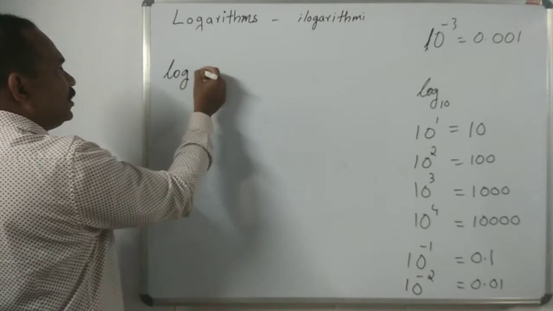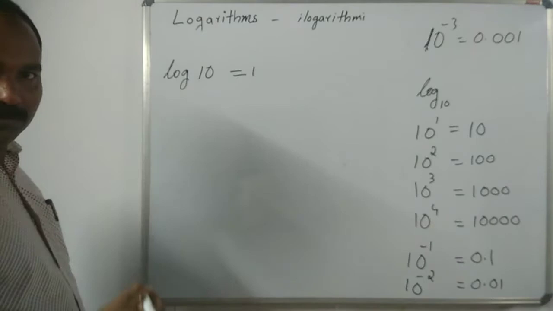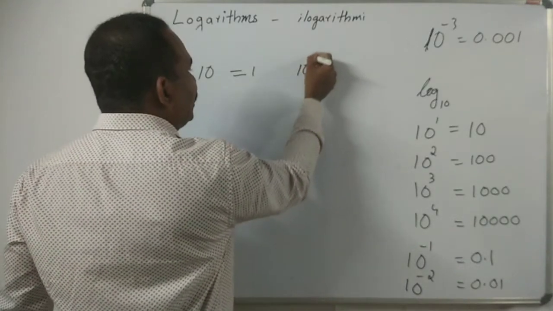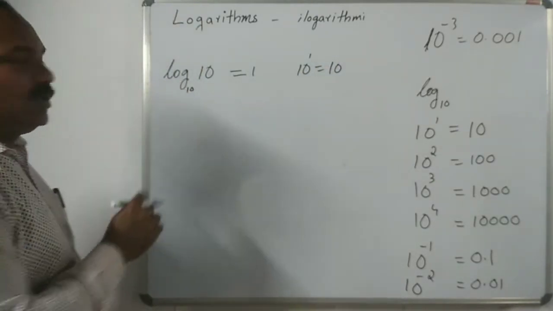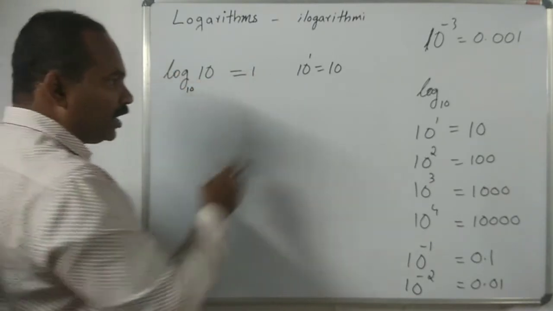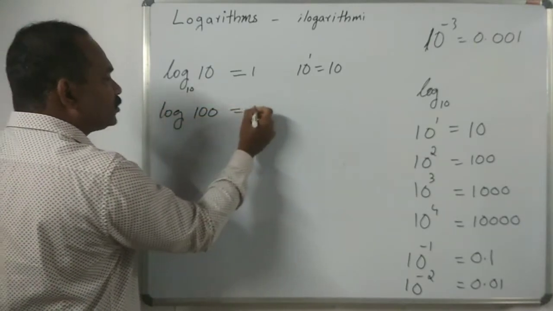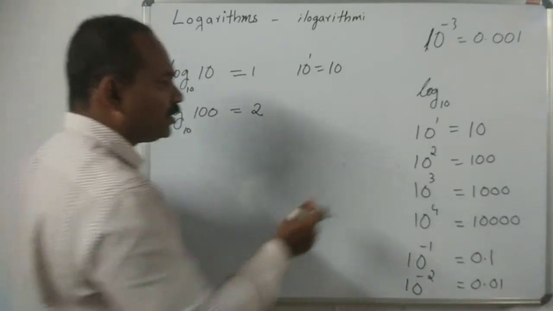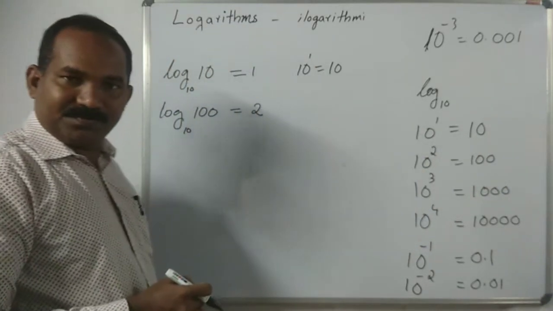Log 10 is equal to 1, because 10 raised to 1 is equal to 10. It's read as log base 10, 10 is equal to 1. And log 100 is equal to 2. Log base 10, 100 is equal to 2. Why? 10 raised to 2 is equal to 100.